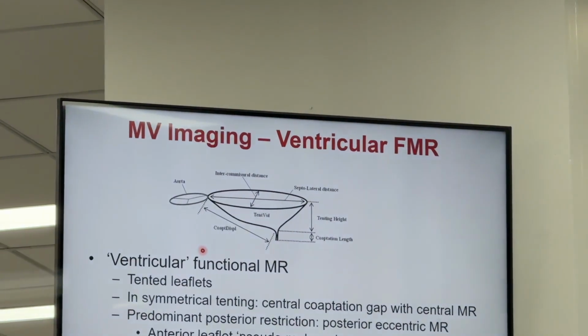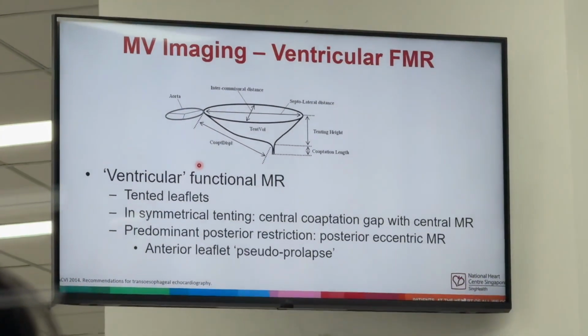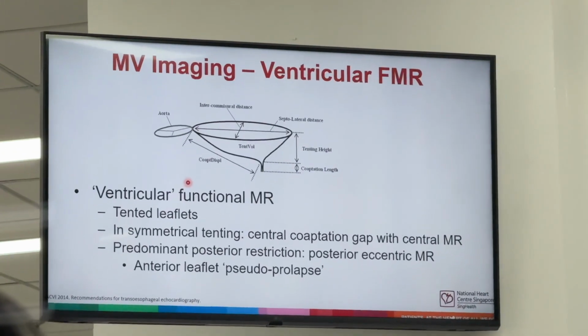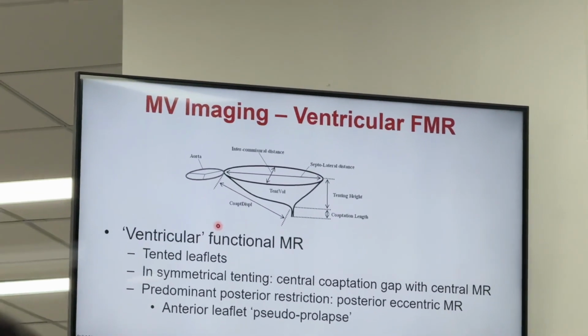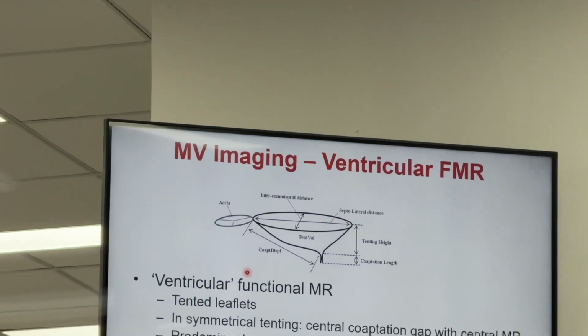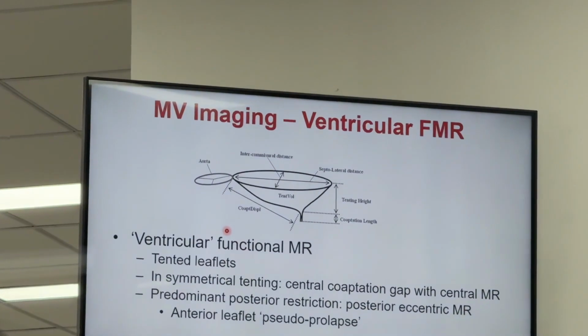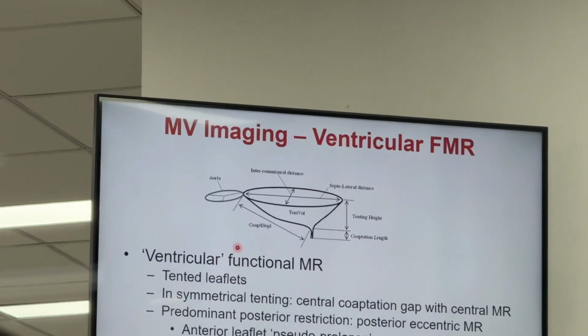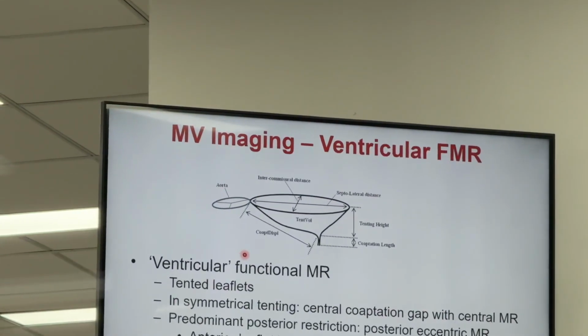Okay, so this is a diagram of ventricular functional mitral regurgitation. The leaflets are tented. In symmetrical tenting, you get the central coaptation gap with central MR, but in the predominant posterior tenting, like the example that we gave earlier, there is a posterior eccentric MR, or what we call anterior leaflet pseudoprolapse.